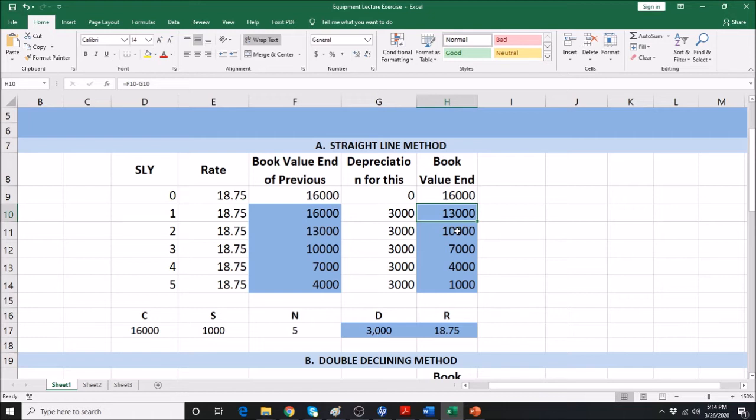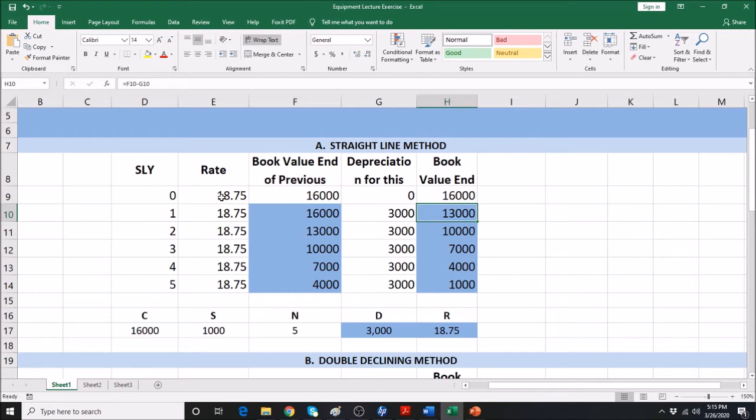So again, to calculate the book value at the end of year, this value must be carried over to here, and you subtract this one, and that will give you the book value of any year. If you are asked to determine the book value of that particular equipment, what's the value if you're going to sell that equipment at that particular year, how much will it cost? For example, at the end of the second year, the value of that equipment is 10,000. By the end of the fourth year, that is 4,000.